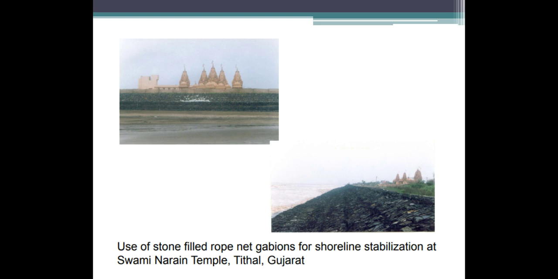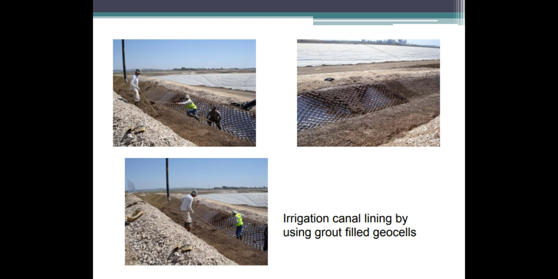Here you see the use of stone-filled rope net gabions for shoreline stabilization at Swaminarayan Temple, Tithal, Gujarat. An offshore structure has been built using rope net gabions. Basically, a gabion is a mattress structure heavily filled with rock material. So for offshore protection, we are using geosynthetic material.